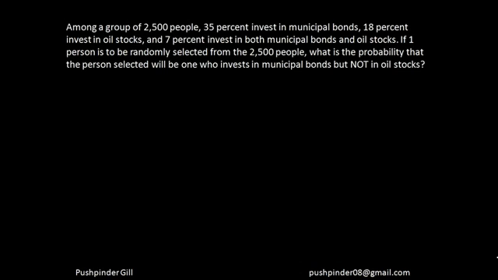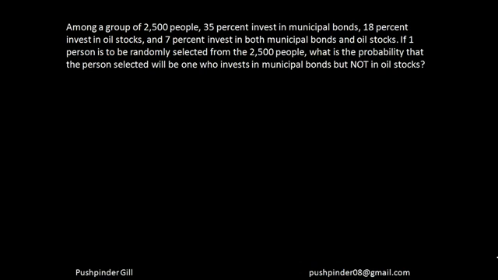Now let's do some questions here, right? So that you understand the concept within the video only. In this question, among a group of 2,500 people, 35% invest in municipal bonds, 18% invest in oil stocks, and 7% invest in both. If one person is to be selected randomly from these people, what is the probability that the person invests in municipal bonds but not in oil stocks?